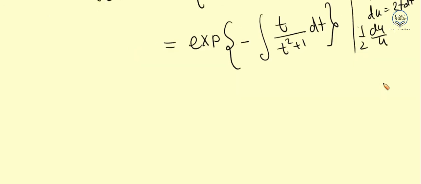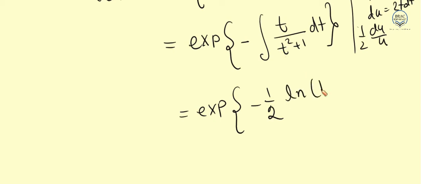So if you do that, that is if you just integrate this whole thing, this will be exp of minus 1/2, because there's a minus over here, right? And this 1/2 is coming from here, that is du by u. And if you integrate du by u, that is just ln u. Obviously you can write the modulus sign, or you can choose not to write it as well, that is up to you. So this will be minus 1/2 ln of t square plus 1.